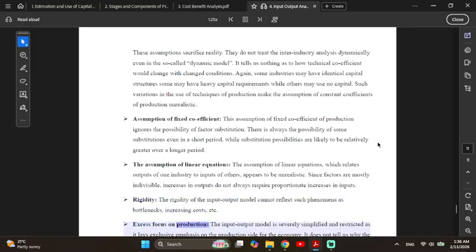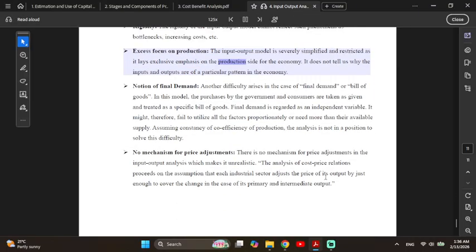Excess focus on production. The input-output model is severely simplified and restricted as it lays exclusive emphasis on the production side of the economy. It does not tell us why the inputs and outputs are of a particular pattern in the economy. Notion of final demand.